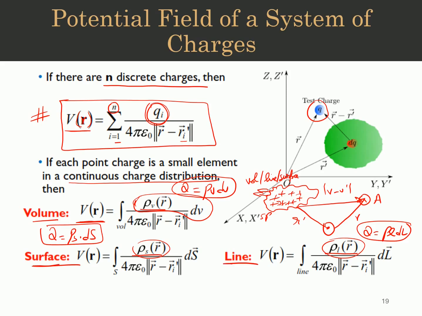So this is the mathematical representation for finding the potential field V of R for a system of charges that can be discrete. If I have discrete sources of charges, then this is the equation, and if we have continuous charges, these three are the equations, which we have already seen in the second chapter when we were finding the electric field intensity equations for line charge, volume charge and surface charge distribution.